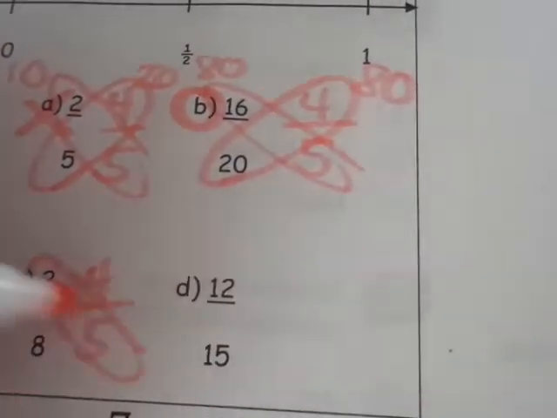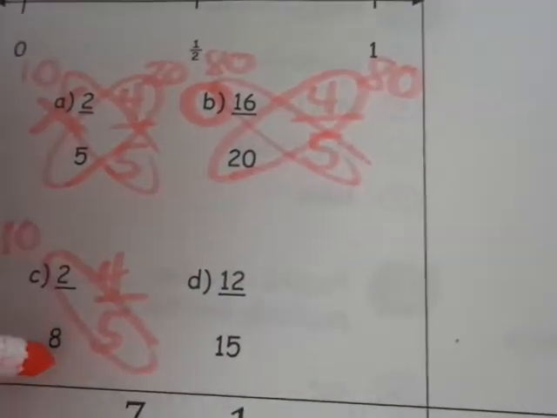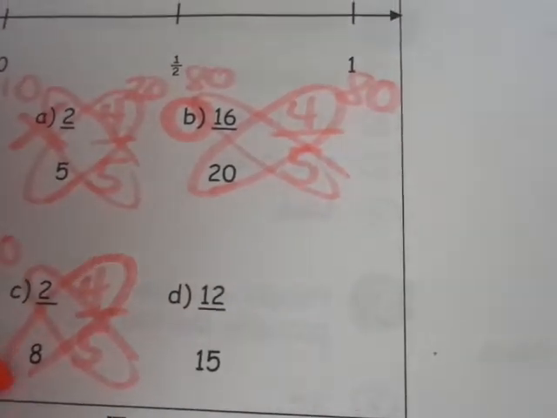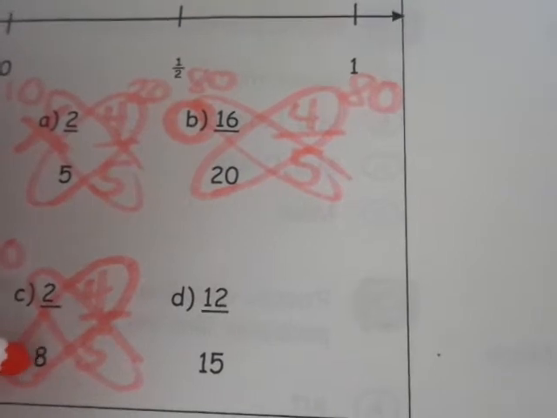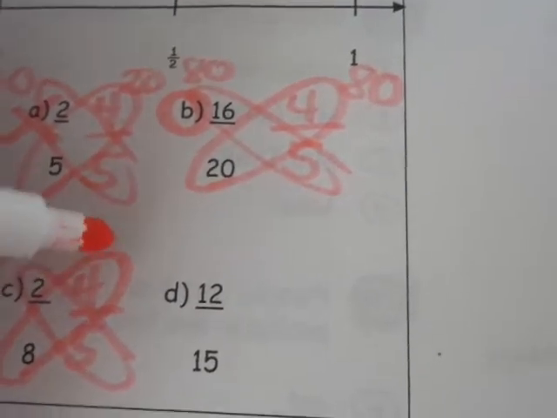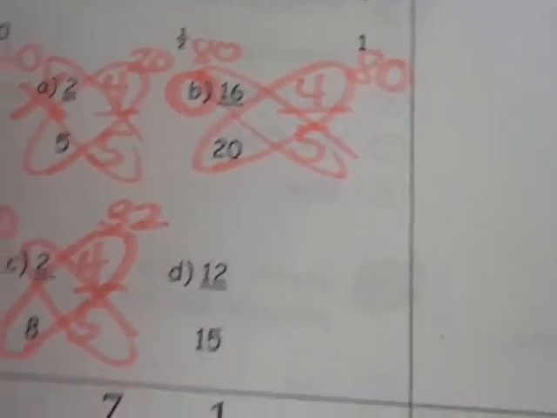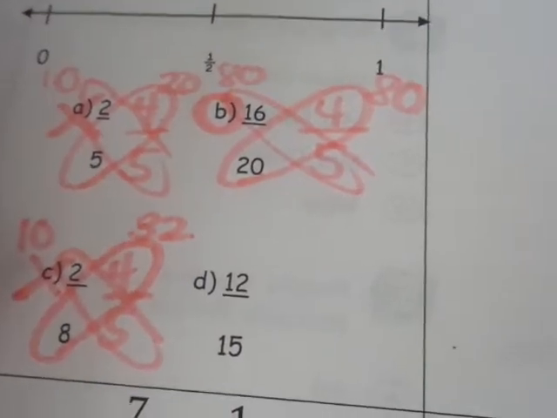2/8. Compare that to 4/5. 5 times 2 is 10. 8 times 4, I know it's going to be greater than 10 because 8 times 2 is 16. If I double that, it's 32. So they're not equal.